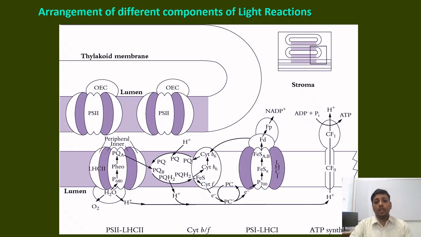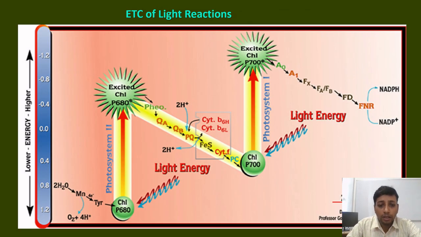This diagram shows the arrangement of the various components of the light reaction in the thylakoid membrane. As we can see, photosystem 2 is mainly present in the compressed region of the thylakoid, whereas photosystem 1 and ATP synthase are present in the uncompressed region. The plastocyanin is connecting both photosystem 2 and photosystem 1. This is the complete electron chain.